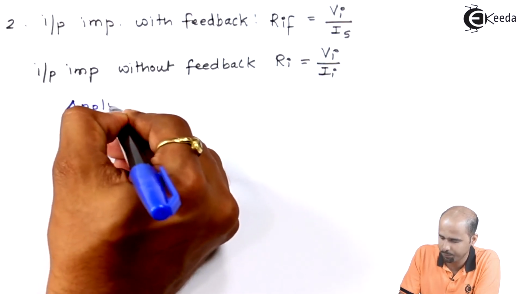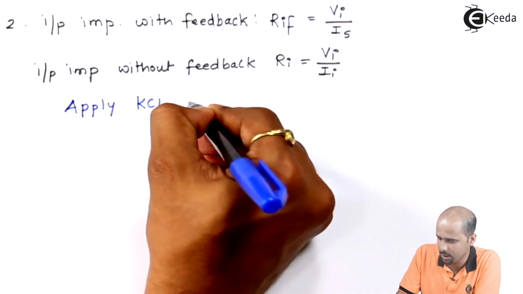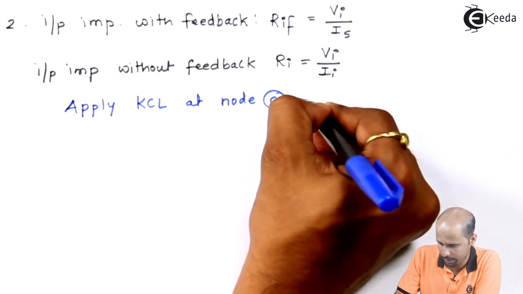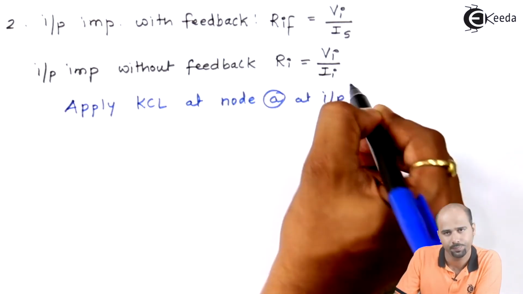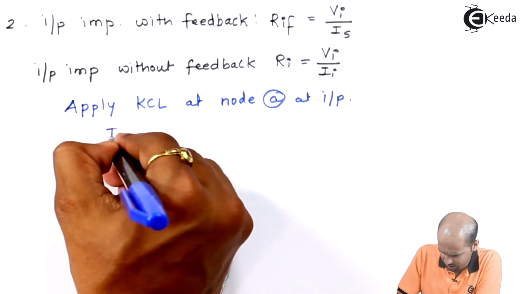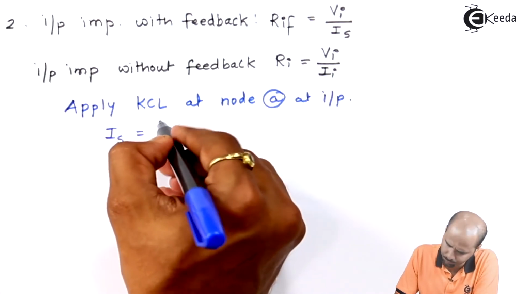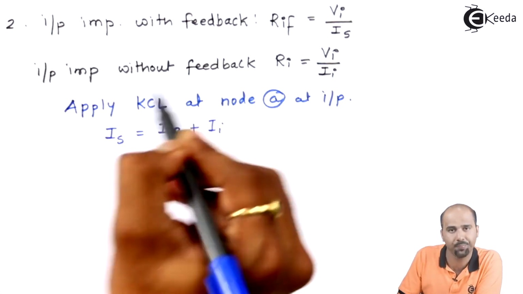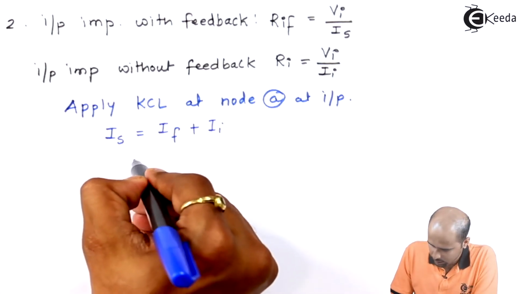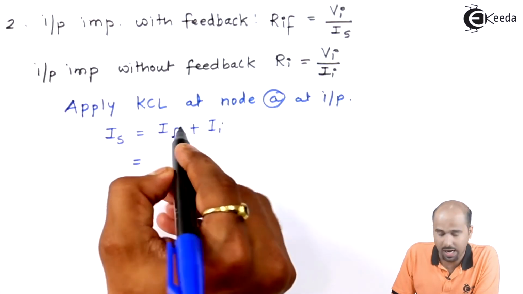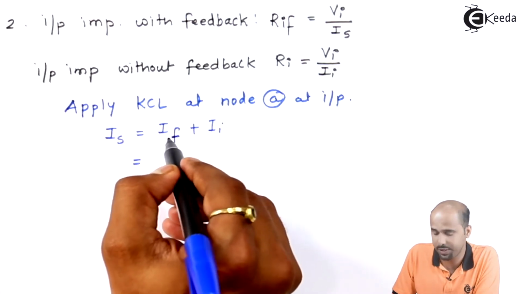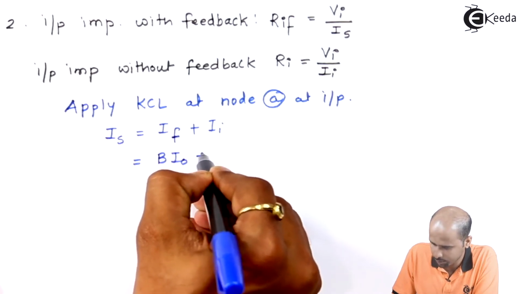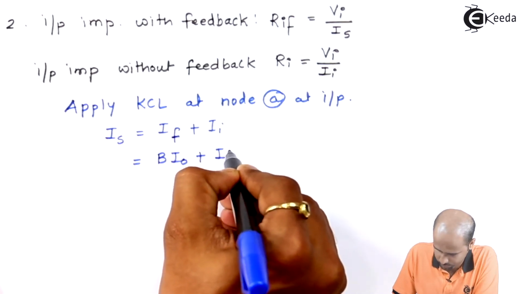Apply KCL at node A at input. Okay, we'll say IS is equal to IF plus II. Yeah, I know that. What's the value of IF? IF is nothing but B into IO. So we'll write it as B into IO plus II. Okay.